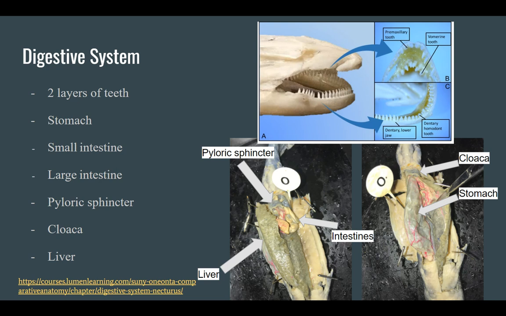And then the pyloric sphincter connects the stomach to the intestines, and it basically regulates the food that goes into the intestines. And then there's the large intestine, which is down here, which is attached to the small intestine and absorbs water from food and gets rid of the waste products. And then at the end of the large intestine is the cloaca, which gets rid of the waste products. And then you have the liver here, which makes bile to break down fats and filter poisons and drugs out of the blood.